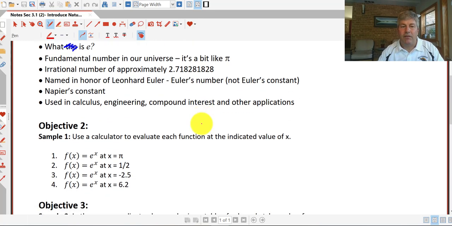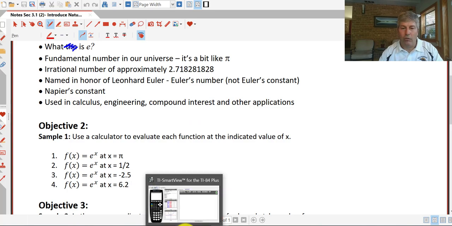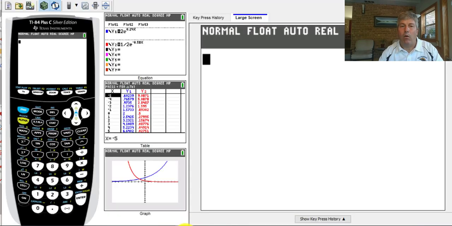Our second objective here is to use our calculator to evaluate each function at the indicated value of x. So we're going to use our calculator and figure out what these values of e to a particular power are. So we'll start. The e key here is the blue key. It's above the natural log key. We may have seen that in a previous video. We want to find e to the x when x is pi. So e raised to the pi power.